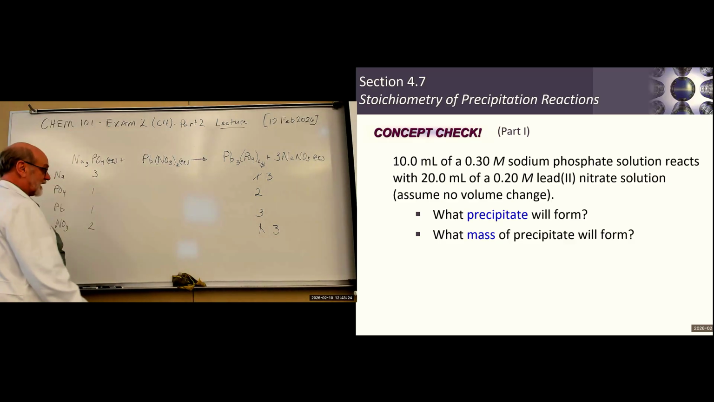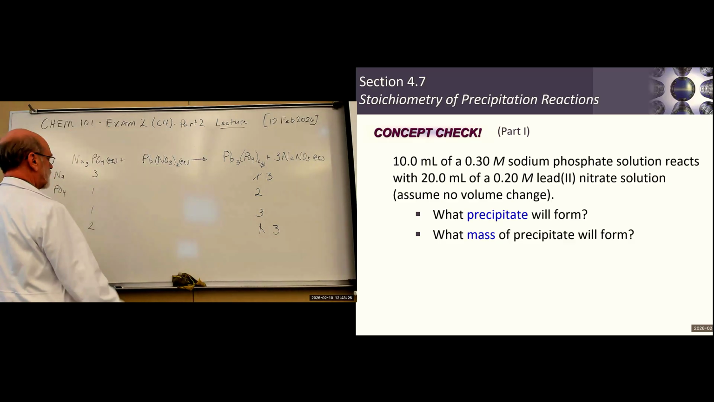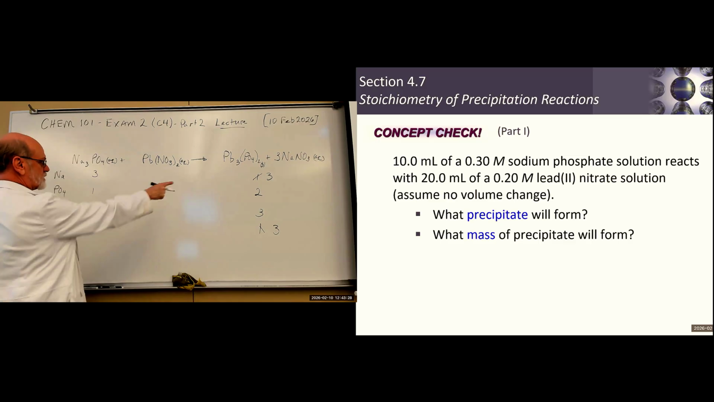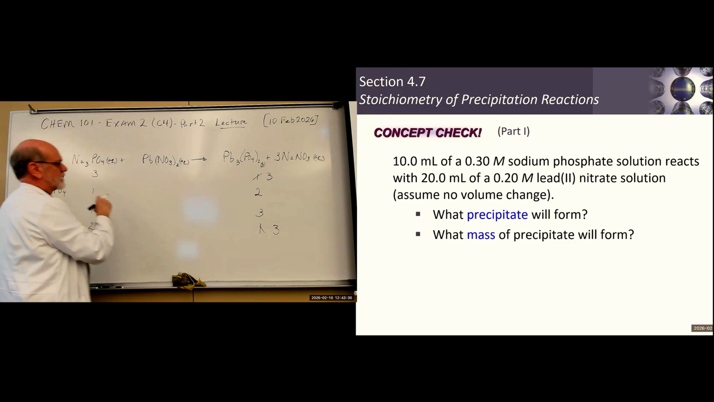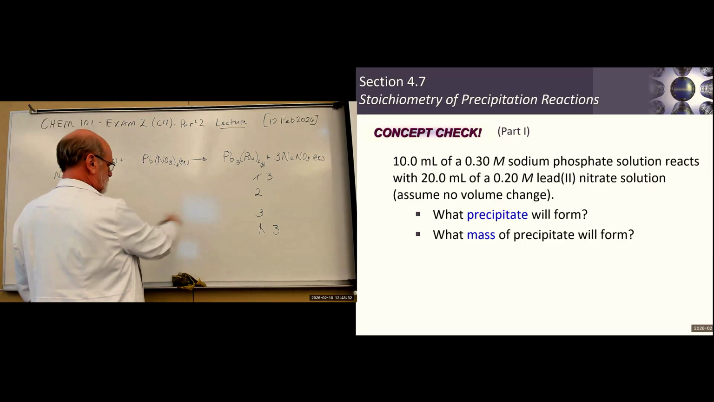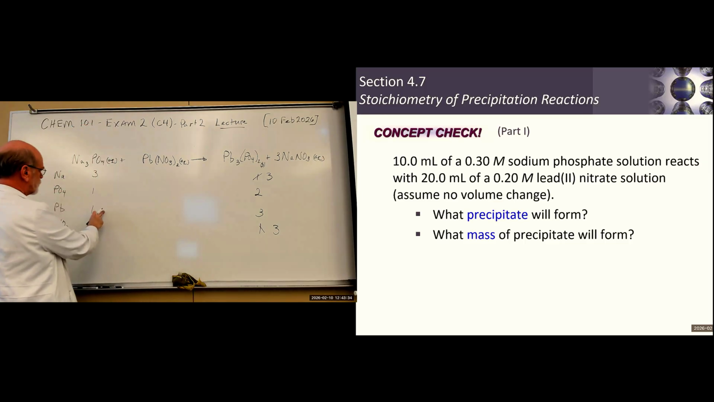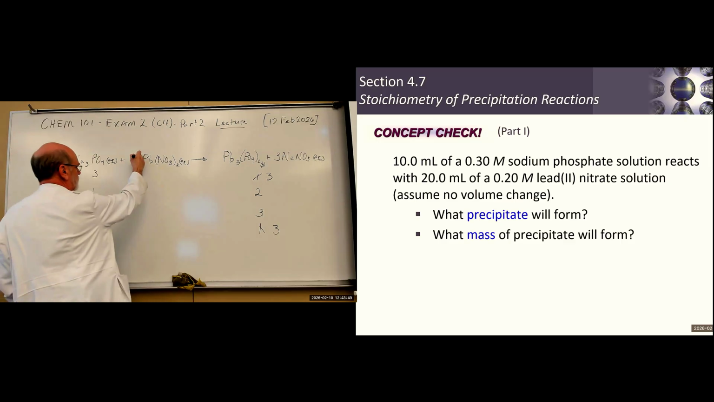Okay. Now, let's see. I need 2 leads on this side. Wait a minute. No, 3 leads. I need 3 leads on this side, or 2 phosphates on this side. Let's do 3 leads, because if we do, yeah, let's just do 3 leads here.